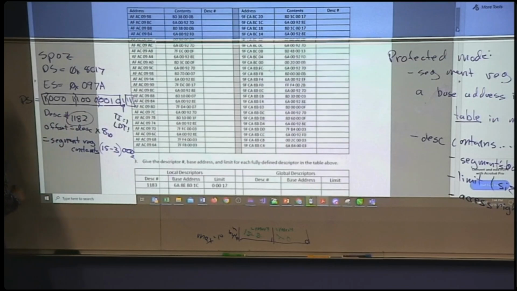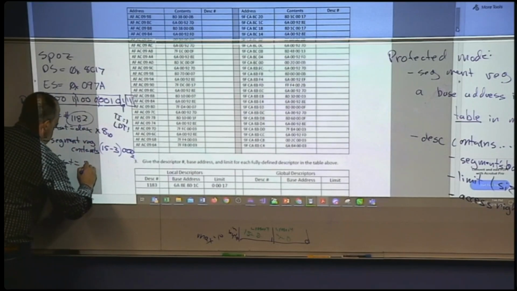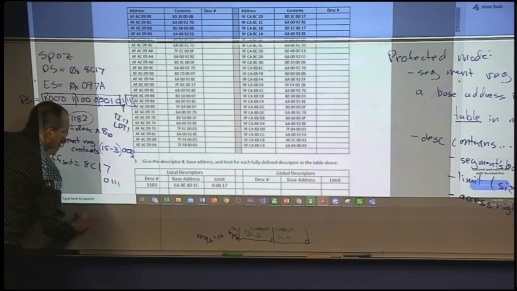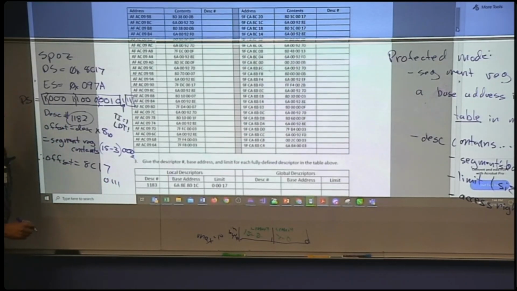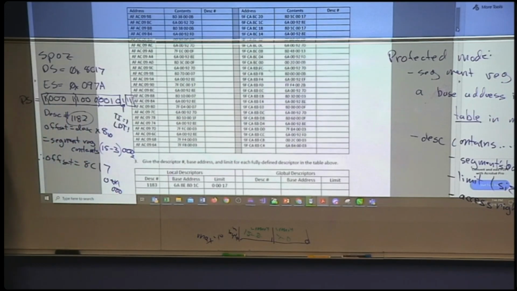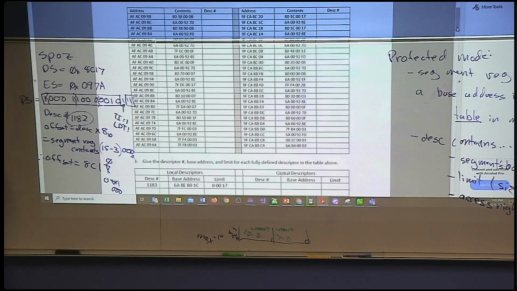So, guys, for this, the offset equals, start with what we had, 8C17, right? Well, what's the 7? 0, 1, 1, 1, right? Well, we said we're going to clobber those least significant 3 bits. Yes, no? So the 7 becomes a 0. Good job. That's the offset in the table.